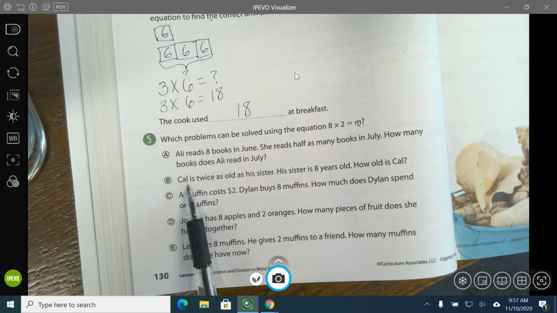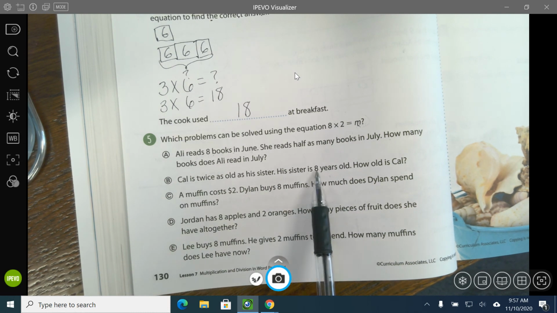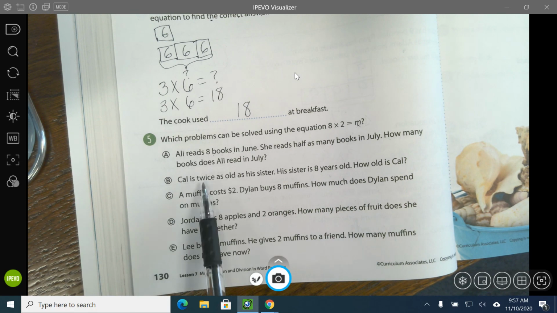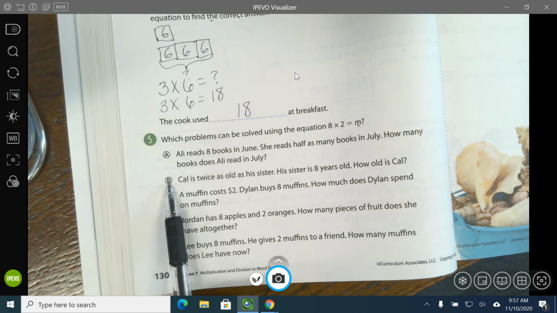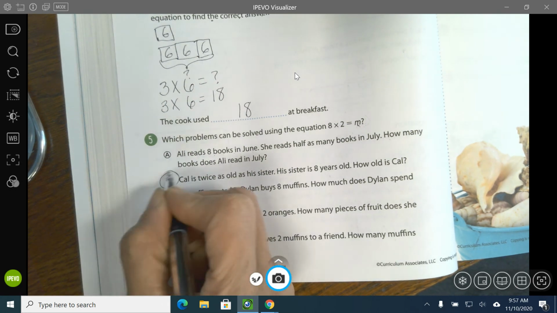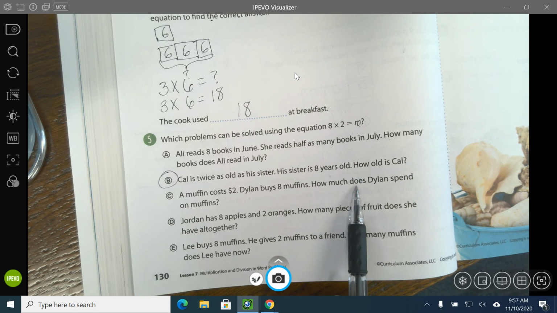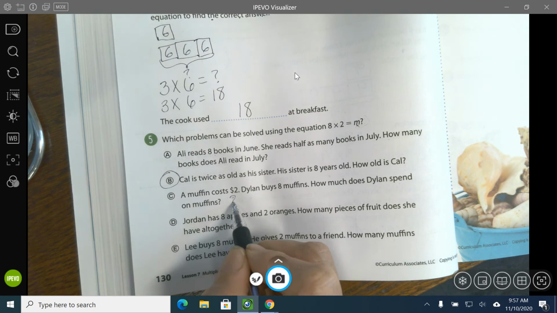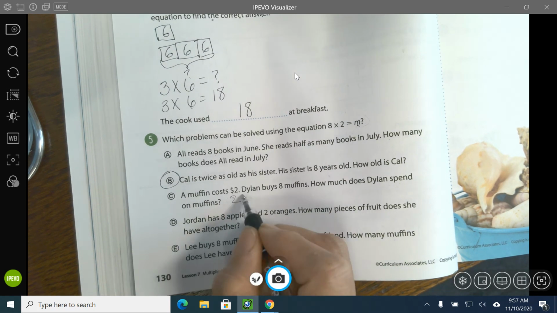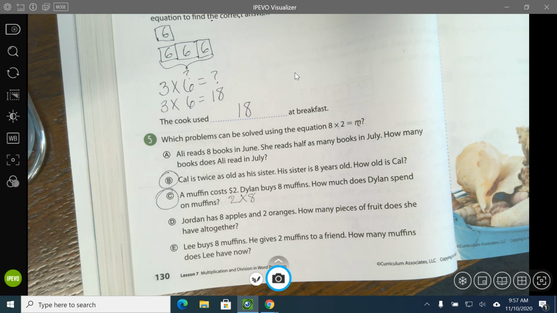B, here's the second one. Cal is twice as old as his sister. His sister is 8 years old. How old is Cal? Does that look like an equation that could actually solve that one? Yeah, very good. So I circle that one. C: a muffin costs $2. Dylan buys 8 muffins. How much does Dylan spend on muffins? That makes sense, right? If one muffin costs $2 and you buy 8 of them, you have to multiply that by 8. So that looks good, B and C.